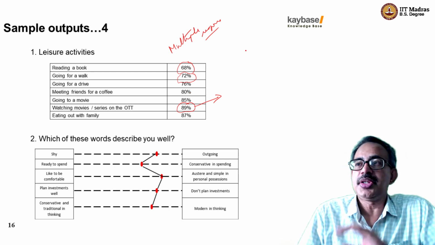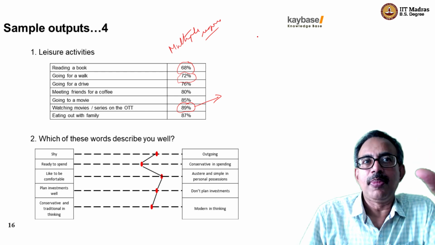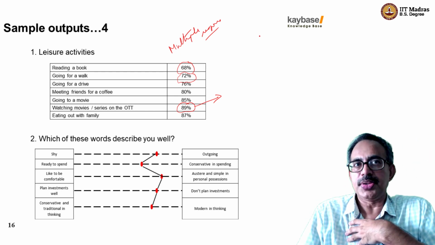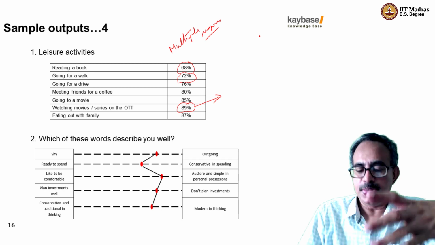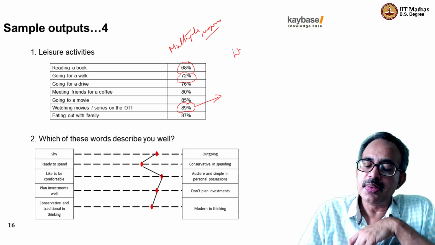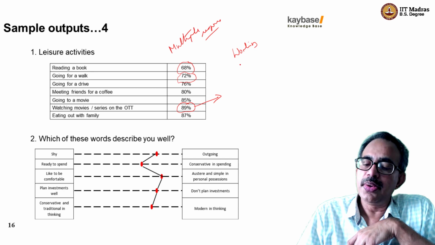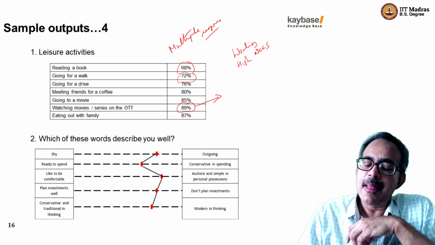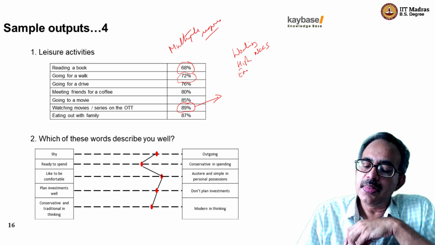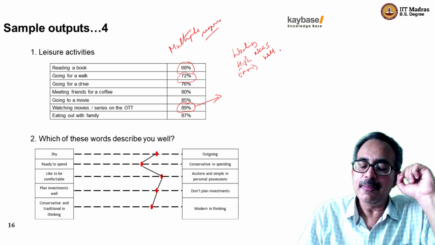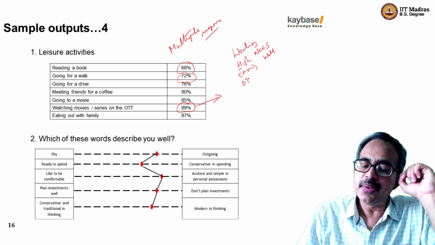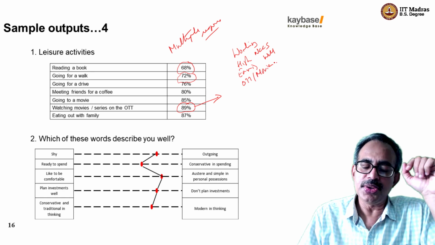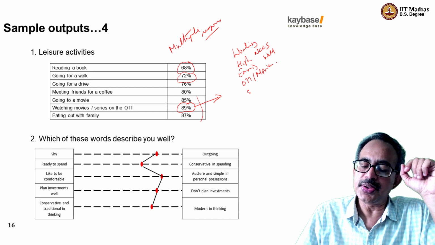A substantial portion of my sample, a substantial portion of my target audience for my product, as per the survey, are people who are working, who are higher in CCS, who are earning fairly well, not very well, they're earning fairly well, right? Who tend to like OTT or movies, who are quite socially active, they want to eat out also.